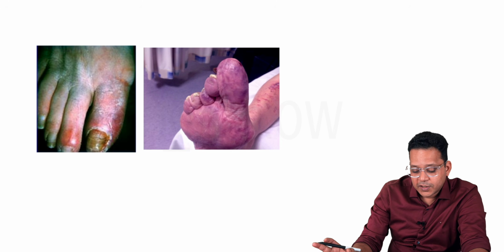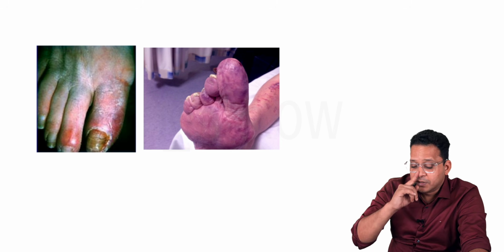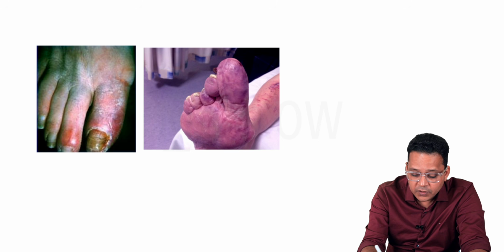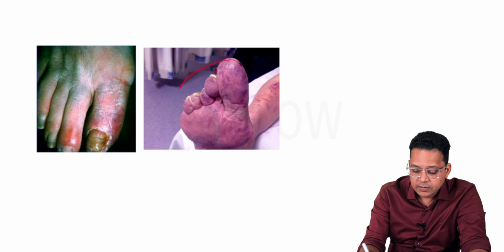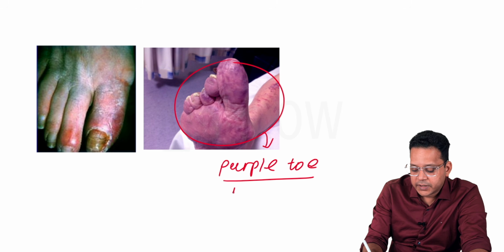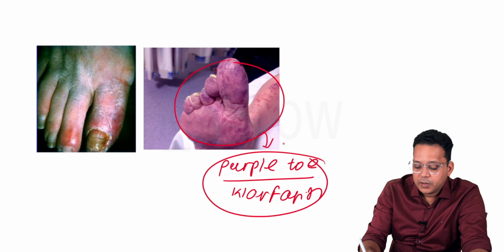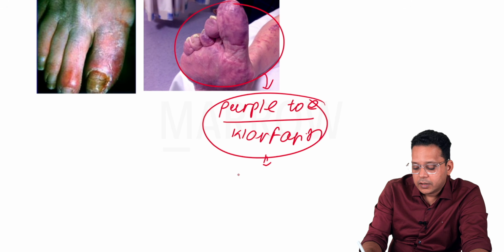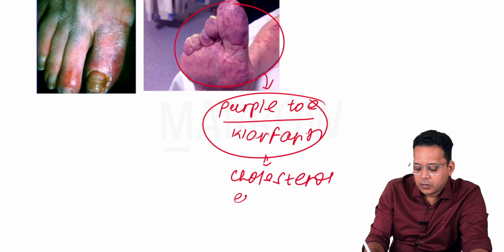All right, there are two things here. They again look purple. I can see this one, which looks purple, and this is called purple toe that is seen with warfarin. So why is there a purple toe with warfarin? It is because of cholesterol embolization.